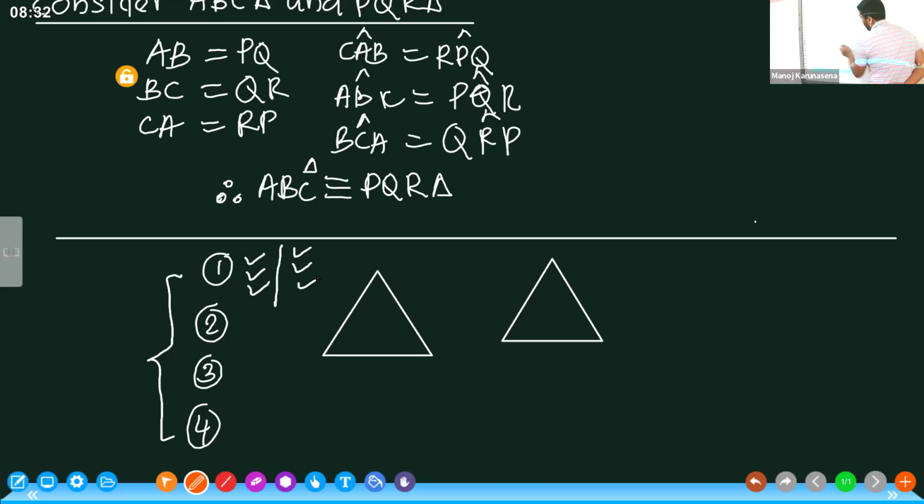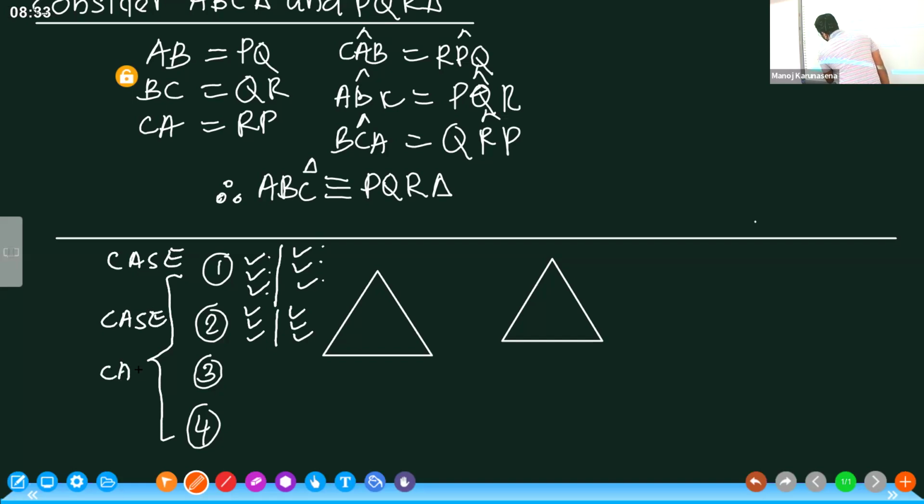There are four instances. We are calling them case 1, case 2, case 3 and case 4. In case 1, if you can prove that 3 elements of this triangle equal 3 elements of the other triangle, then automatically the two triangles are congruent. In case 2 also, same: 3 elements of one triangle equal 3 elements of the other triangle, so the two triangles are congruent.